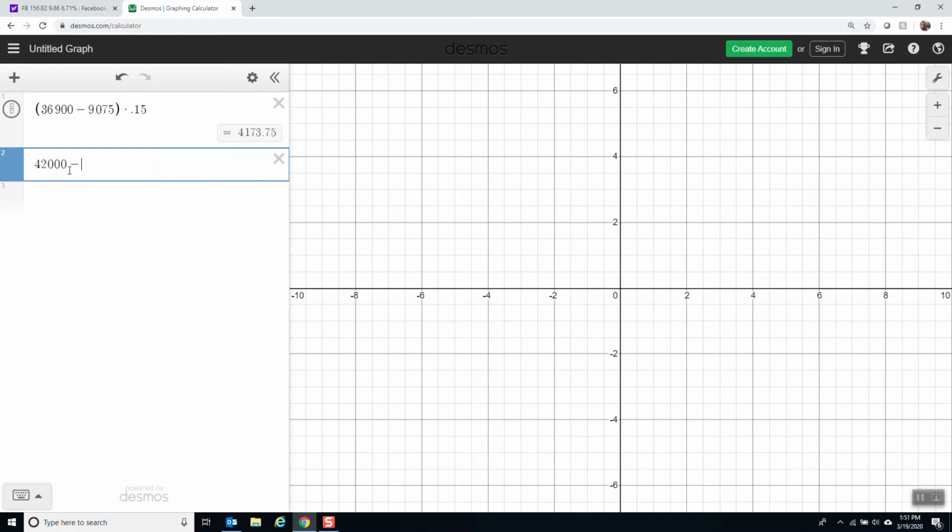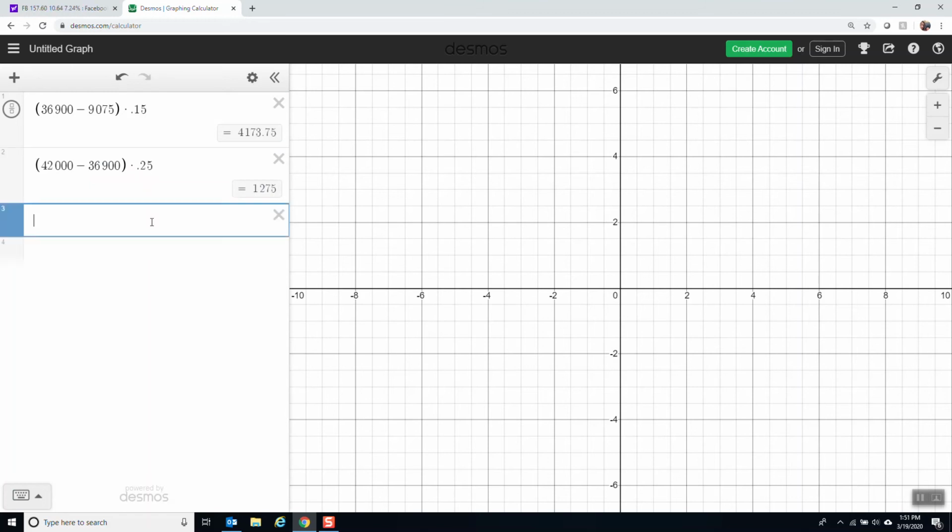We're typing the 42,000, subtract the 36,900. I'll put parentheses. This gets taxed at the 25% rate. So we owe $1,275 on that. Then we're just going to add together those three amounts. The amount we owed for the 10% was $907.50. Then for the 15%, $4,173.75. And finally, for the 25%, we owe $1,275. This is how much money we owe the government. Well, this individual would owe.